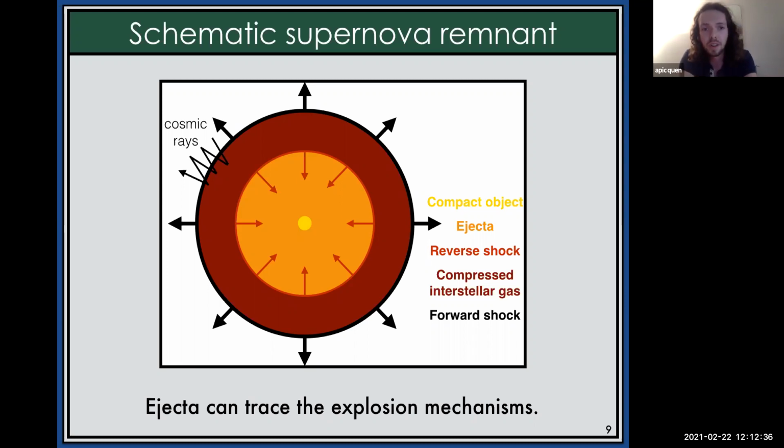And the forward shock in black is heating up the interstellar medium, going forward in the interstellar medium, heating it up to millions of degrees, making it hot enough to emit in X-rays and be seen as that, for example. There's also a reverse shock that is going toward the center of the remnant and heating up the ejecta, making it also hotter so that we can see it in X-rays.